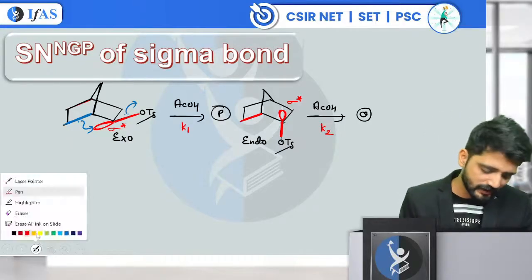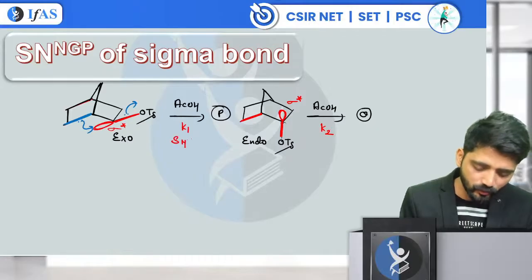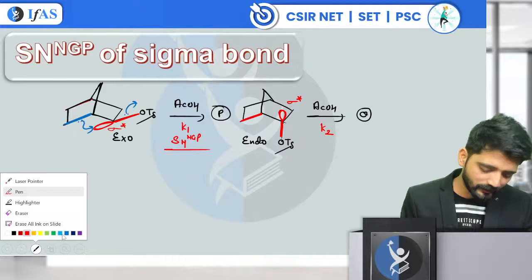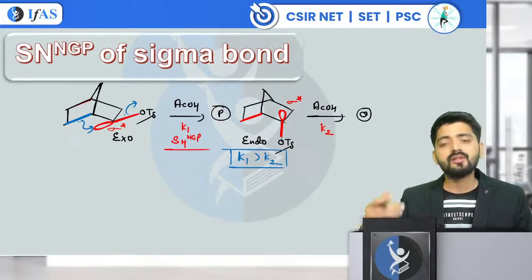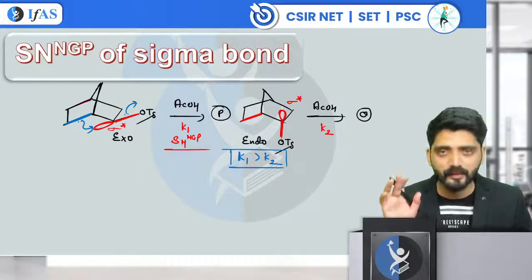So what happens is, in the first scenario the reaction goes via an NGP path. When we compare the rate of the reaction, we find that the rate of K1 is going to be faster as compared to K2. Sir, how the product is formed in the second scenario, I will be explaining that also.